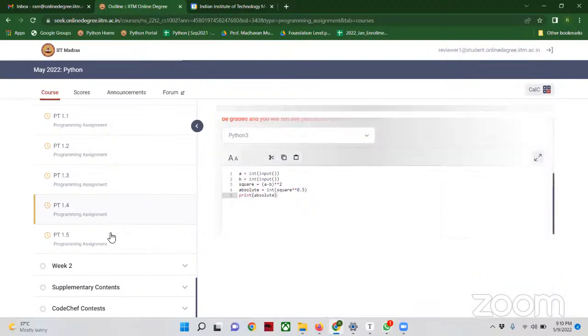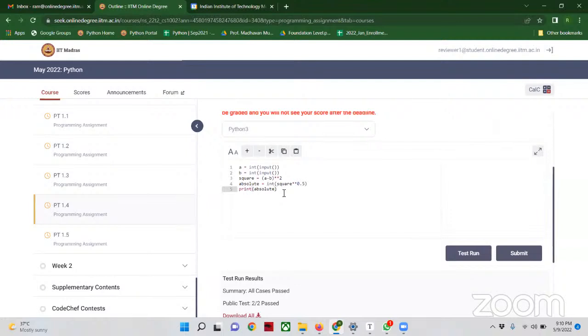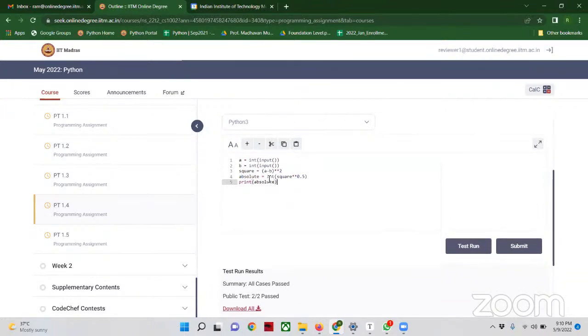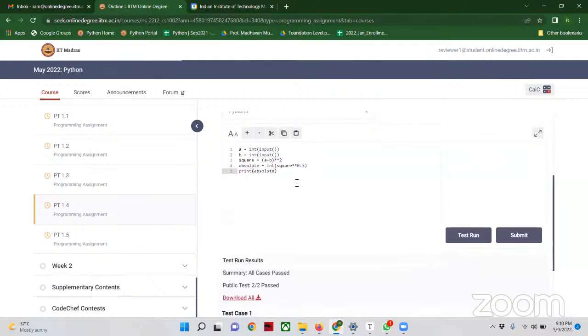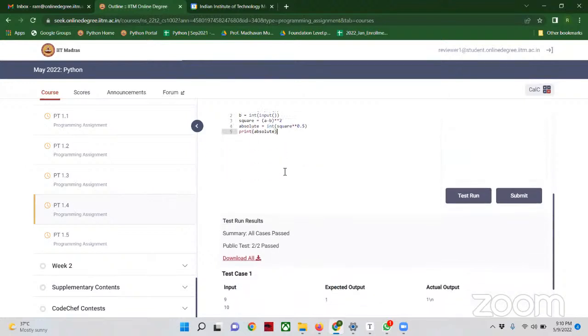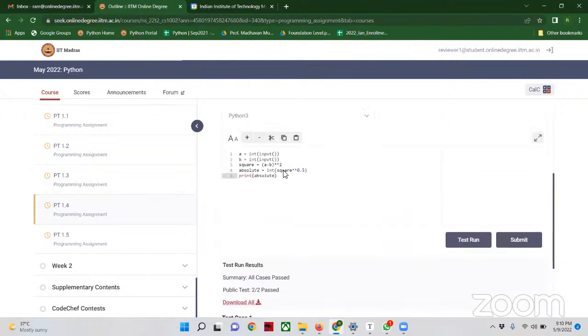Sir, but we had already converted A and B to integer. Then why do we need to convert it again in absolute? The reason is, if you're finding the square root, then it will give the value as a float value. It won't give it as an integer value. That is why you need to convert that to int. You can try running the code without using this int. You'll come to know that it is printing it as a float value and not as an integer value.